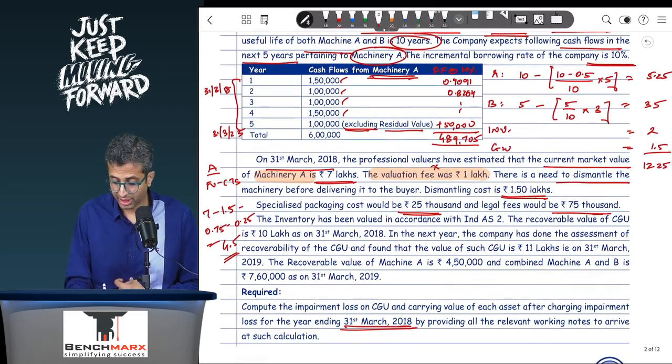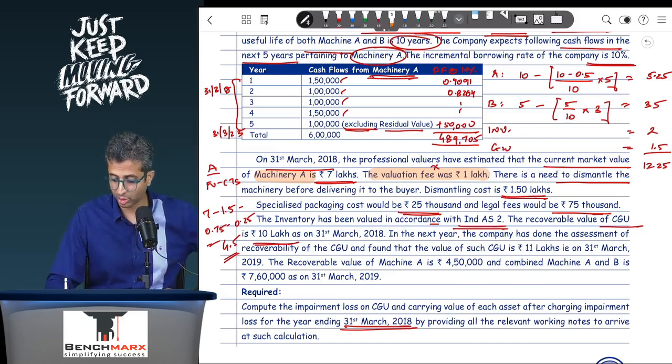Now the inventory has been valued in accordance with Ind AS 2. So whatever is the loss, if any, is already recorded as per Ind AS 2, and the recoverable value of CGU is 10 lakhs. Finally, you have been given the recoverable value of the CGU. So this is a carrying value of 12.25 lakhs, which you will compare with the recoverable value, which is 10 lakhs, and hence there is an impairment of 2.25 lakhs.